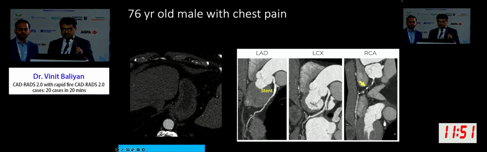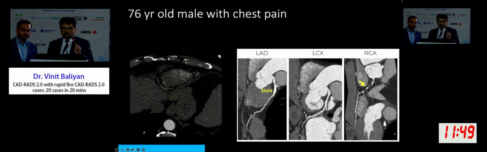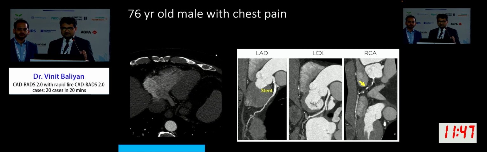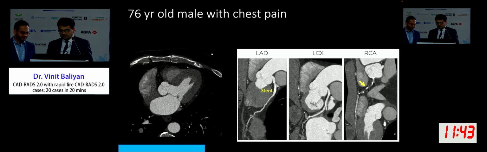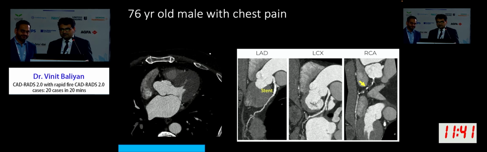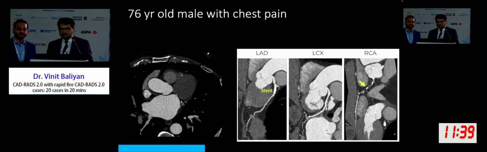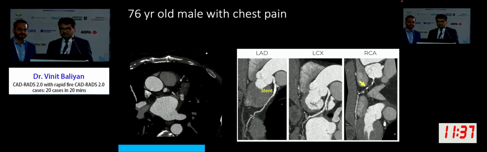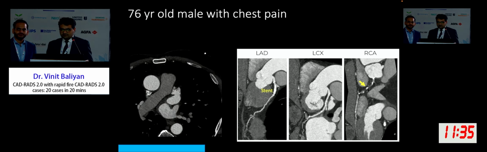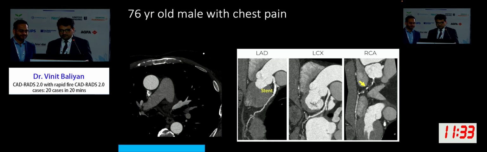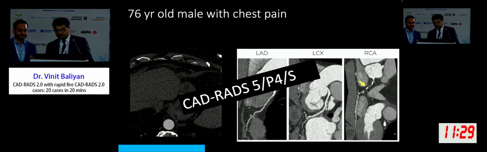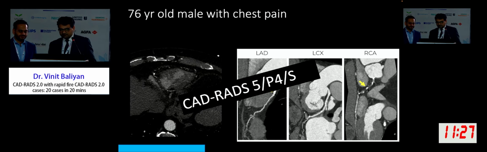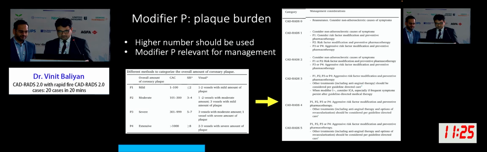How many think it's a CAD-RADS 4B? How many think it's a 5? Yes, that is the correct answer. And for modifier, how many of you think it's a P3 or P4? How many for P4? Yes, so I counted 8 segments, so 8 becomes a P4. And also there is a stent, so S is for stent.